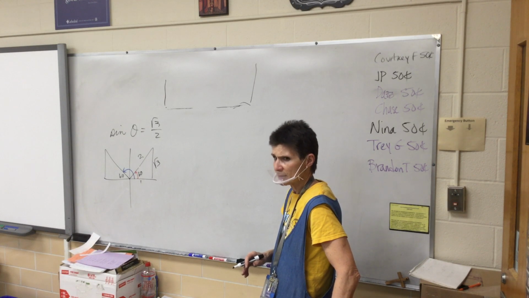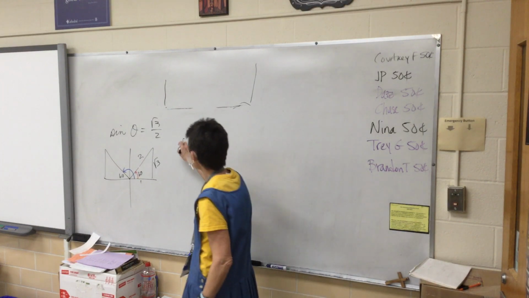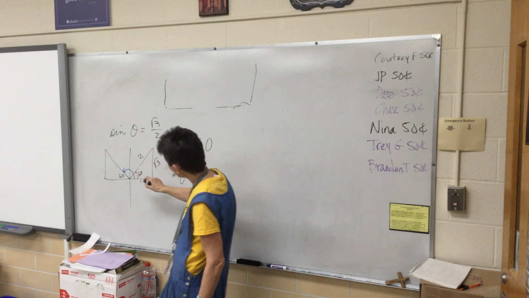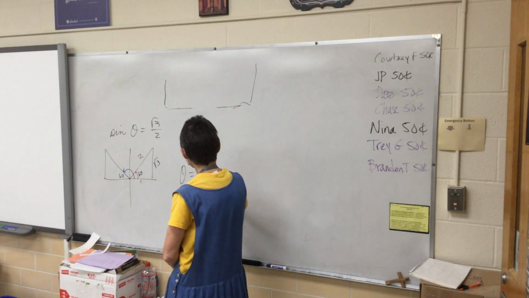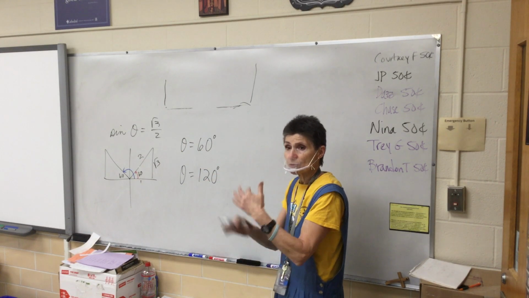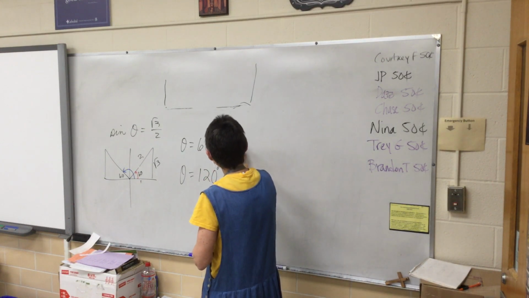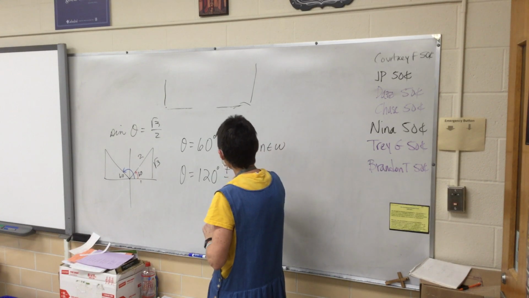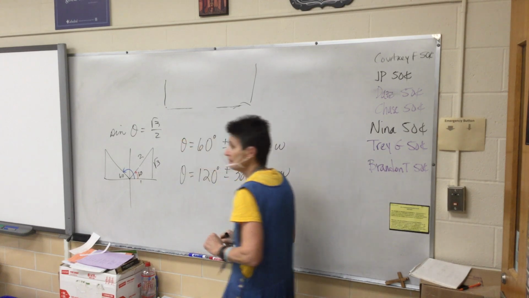So this time, is 60 an answer? Yeah, because I'm sitting in quadrant 1. So one of my thetas is 60. What's my other one? What would be the blue one? 120 again. Yep. Now those are the main two in one revolution. But if we want all of them, we'll say plus or minus 360n. And this is all of the angles that have that sine in degrees.